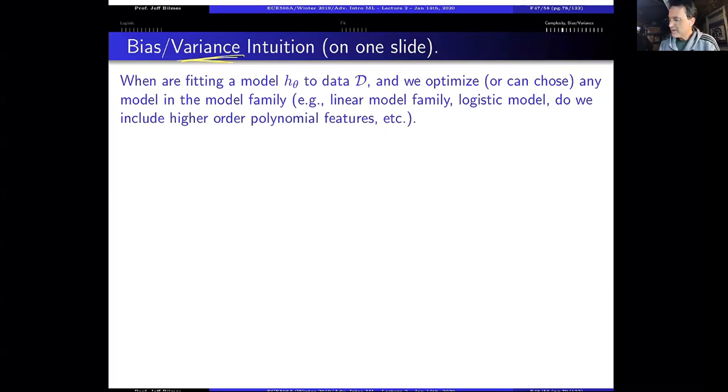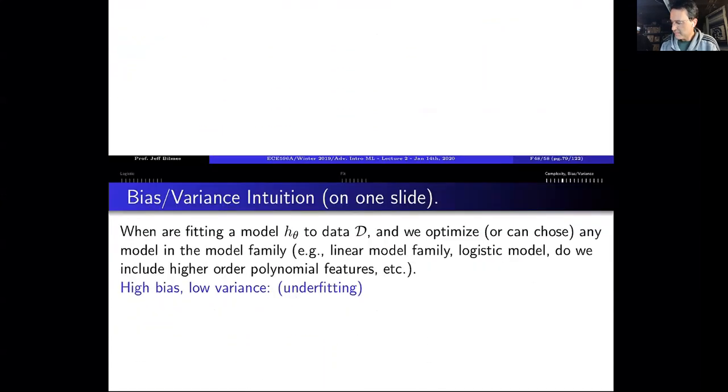When we're actually training, by the way, training and fitting are synonymous. In Python, whenever you use it, they use the word .fit, but it could also be called .train. .fit comes from statistical fitting, from statistics. Whenever we're fitting a model or training a model to the data, we optimize some model in the model family. It's either a linear family or a logistic model family, or it might have some higher order features like the polynomials we talked about earlier.